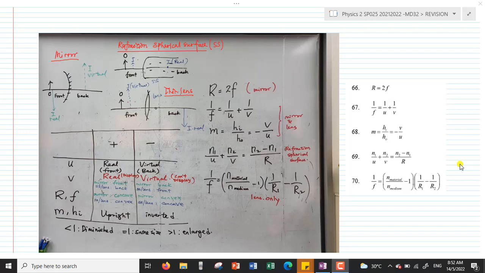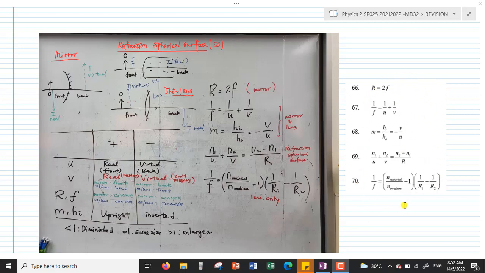Hello everyone. Question 6 is about topic 7, geometrical optics, whereby we deal with light. These are the equations we are going to use under topic 7, starting from equation 66 until 70. To solve any problem about geometrical optics, we have to be careful with the use of the equations.